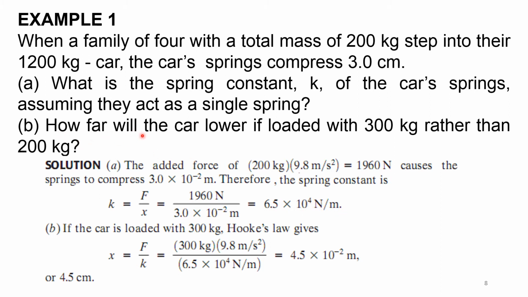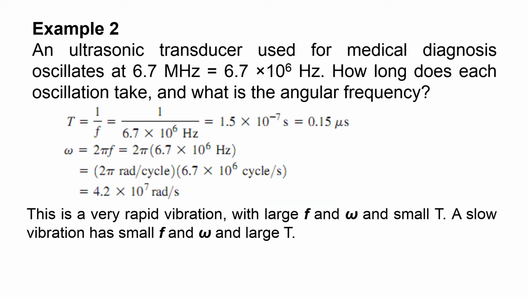Then B, how far will the car lower if loaded with 300 kilograms rather than 200 kilograms? Now we have obtained the spring constant k in a normal condition. Now we are asked to determine the compressed distance if the force changes. The force changes to a new force of 300 kg times 9.8 meters per second squared, then divided by the calculated spring constant of 6.5 times 10 to the power 4 newton per meter. This gives 4.5 times 10 to the power minus 2 meter, or 4.5 centimeters.